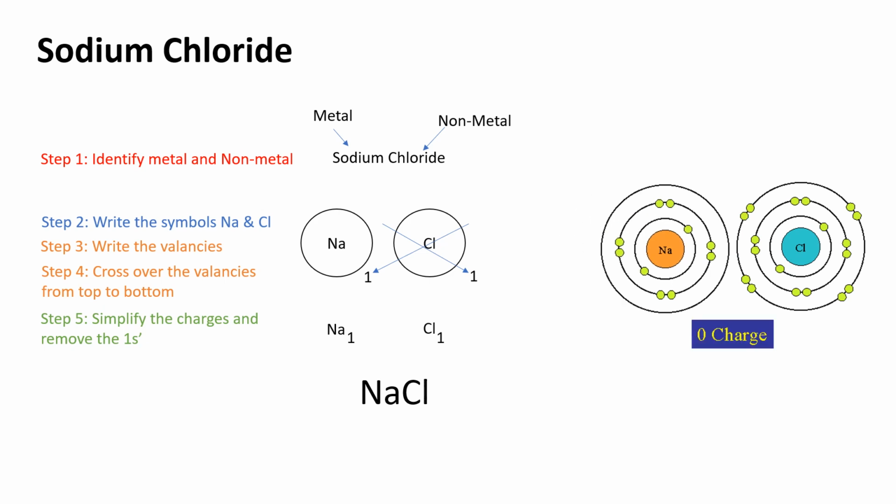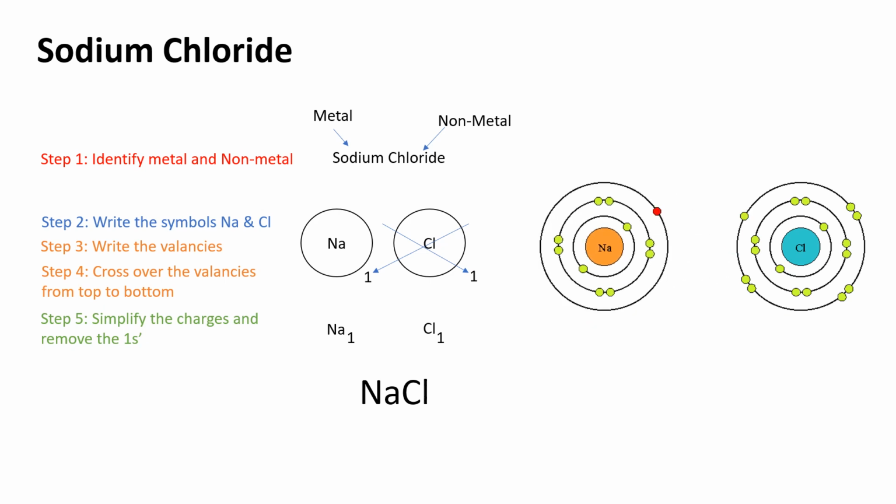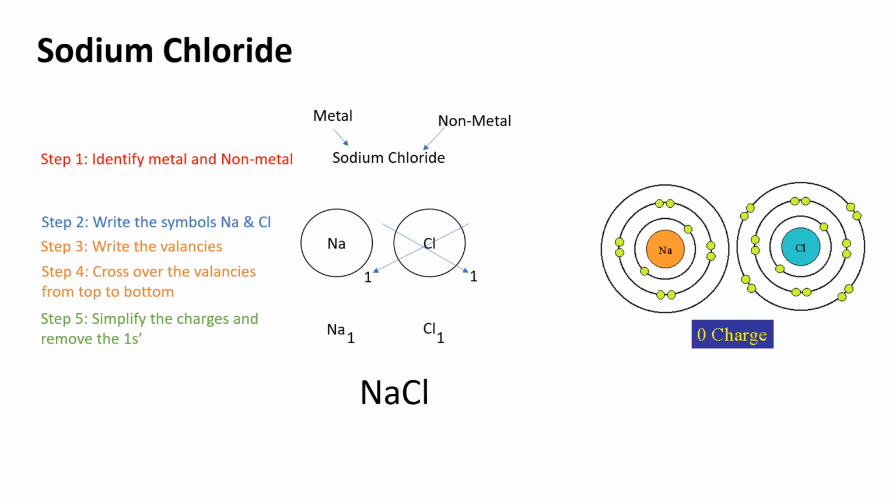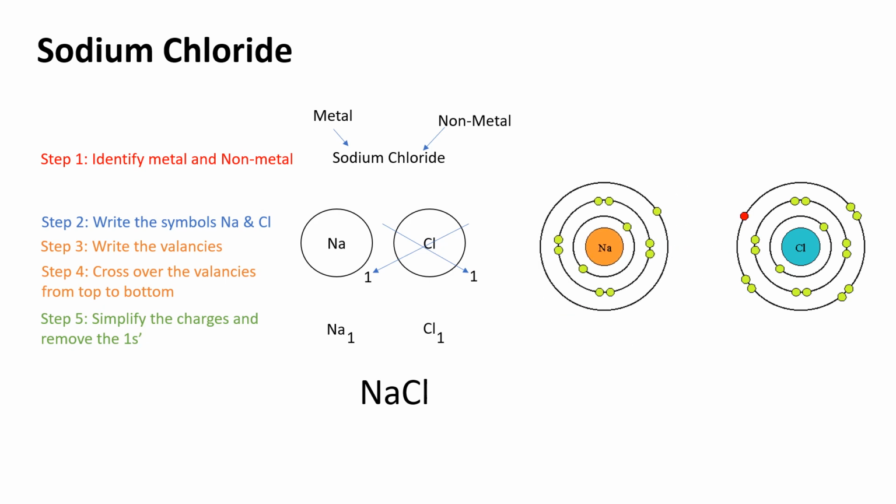Now the oppositely charged ions attract each other to form an electrovalent bond or ionic bond, which results in the formation of the compound, that is sodium chloride, NaCl.